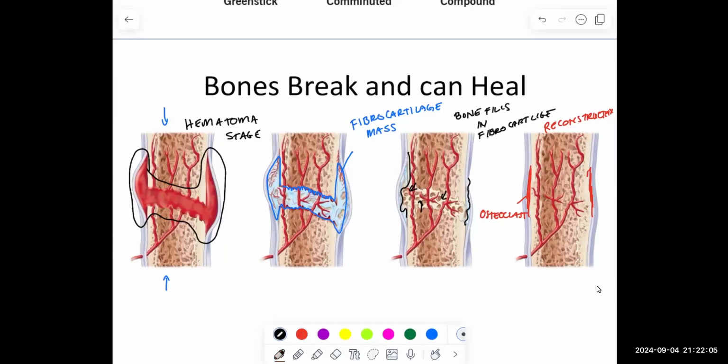So first, hematoma. Second, fibrocartilage. Third, bone. Fourth, reconstruction done by the osteoclast. This is how I want you to think of the healing process when it comes to broken bones.